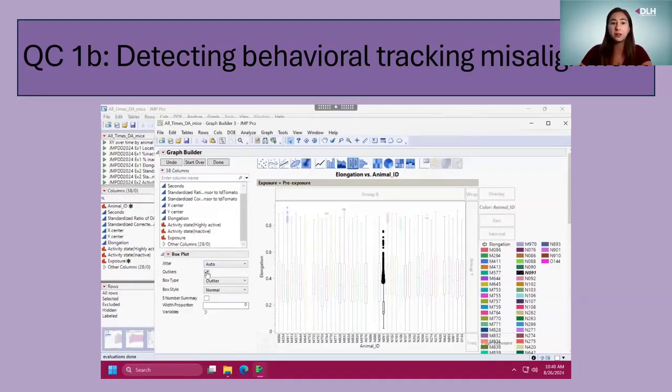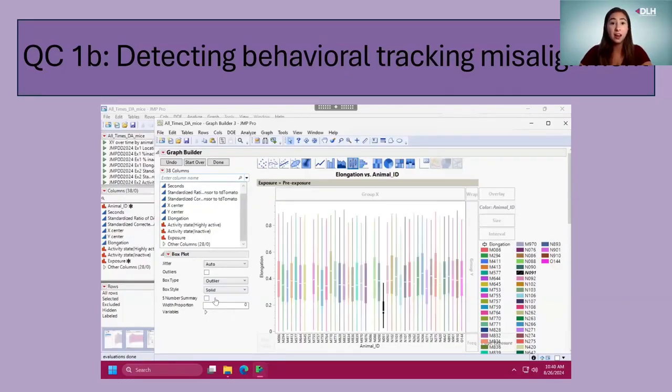I'm going to remove those outliers because I'm not too worried about that. I want to look at the main data. I'm going to change a little bit of the styles, but you can see compared to the other animals, this animal's a little funky.